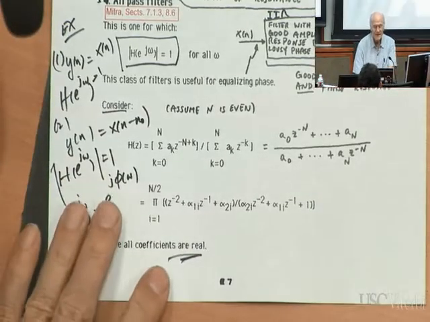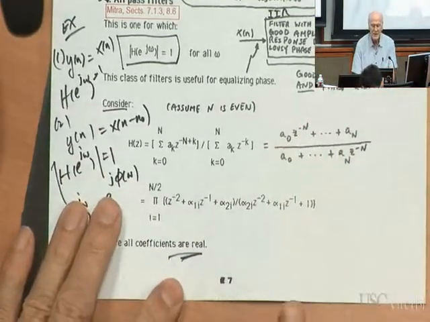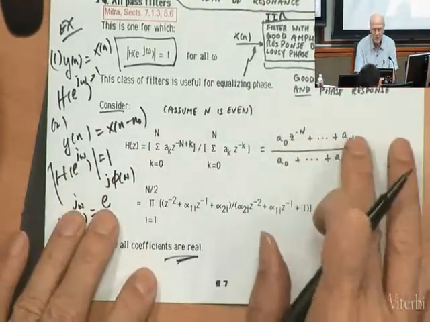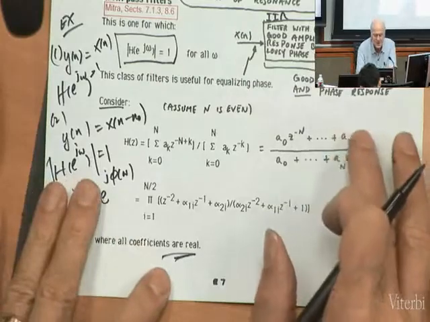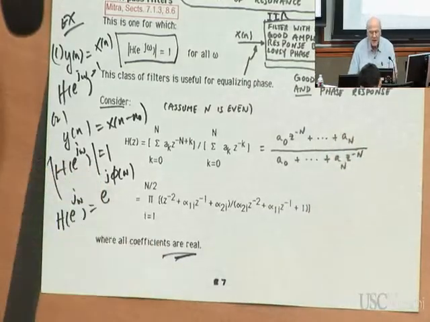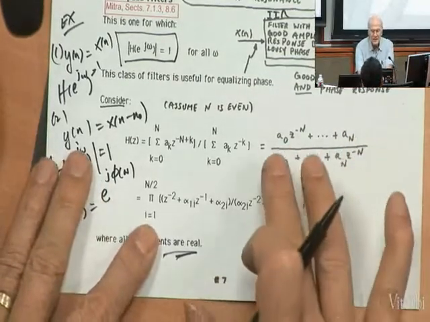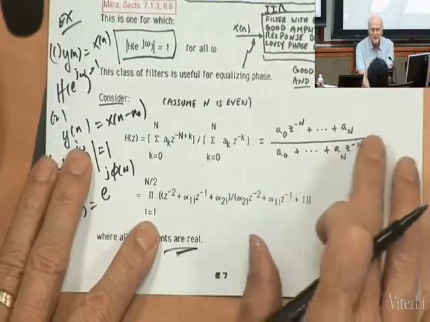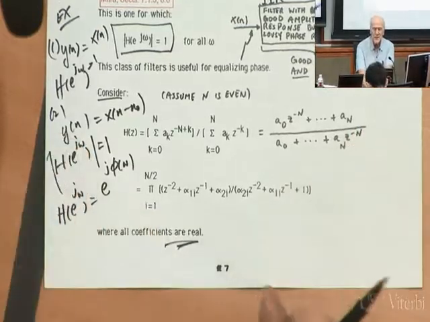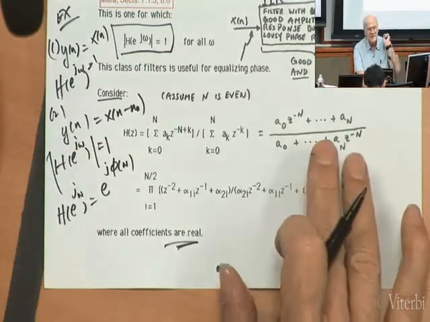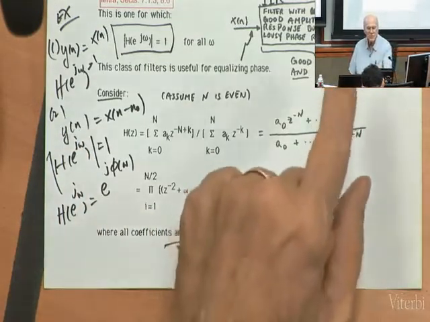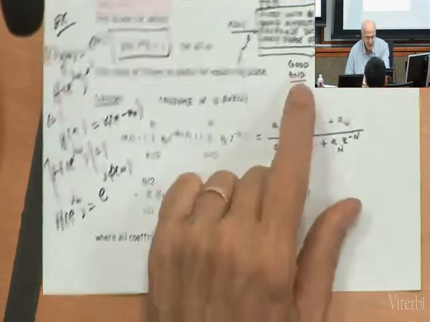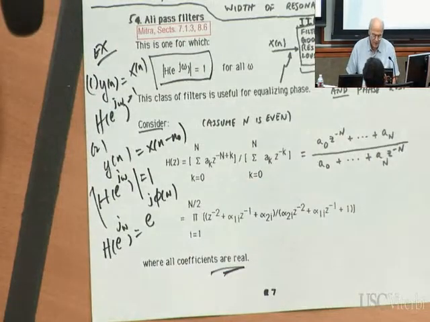So here, a naught z to the minus n, a1 z to the minus n minus 1, dot, dot, dot, all the way to a sub n, which has no z inverse in front of it. The denominator, on the other hand, is just the opposite. A naught is the leading term with no z inverse in front of it, and you go all the way down to a sub n z to the minus n. This is an all-pass filter. If you compute the magnitude frequency response of this filter, I guarantee you it will be 1.